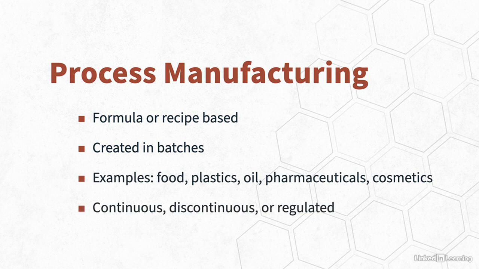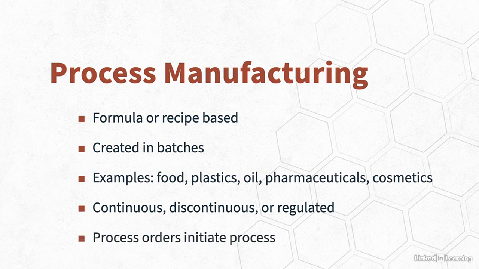Process manufacturing can be continuous, which means a production line runs consistently. It can be discontinuous, which means that the process is broken up and components are measured for each step. Or it can be regulated. Regulated production is often used with pharmaceuticals when quantities need to be exact to meet strict requirements.